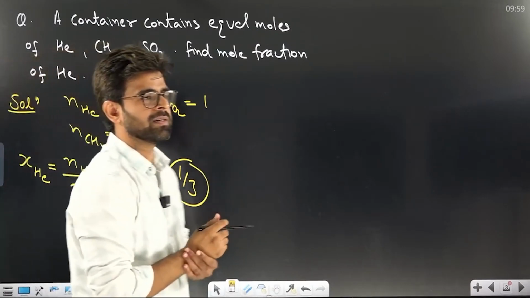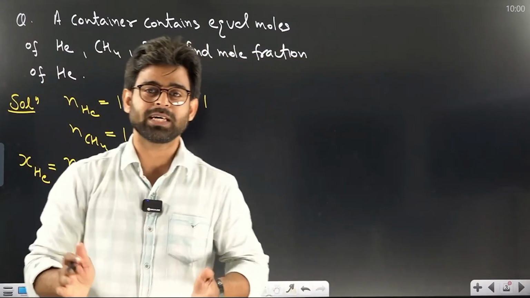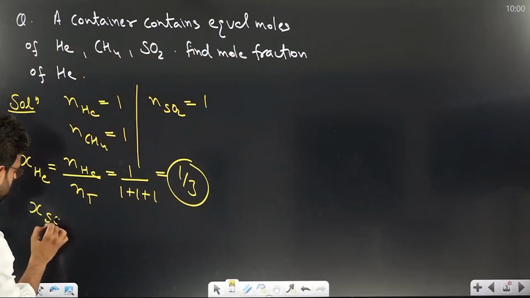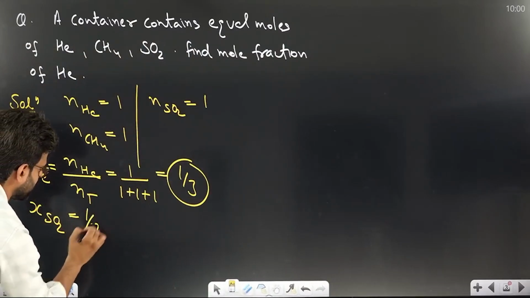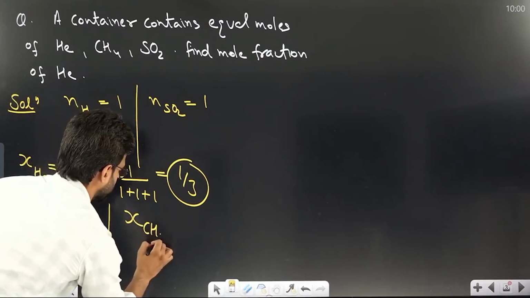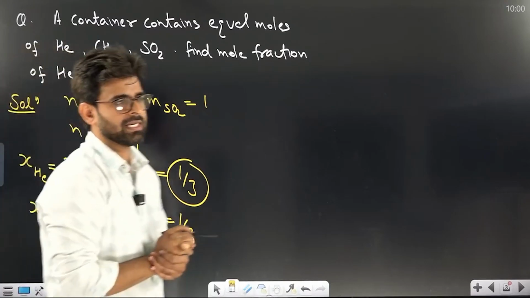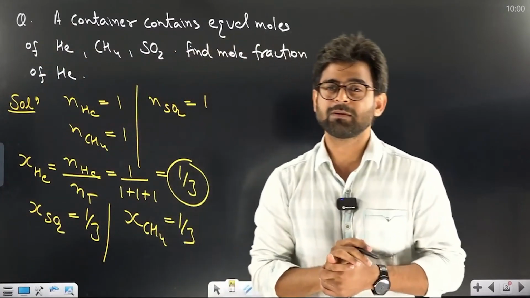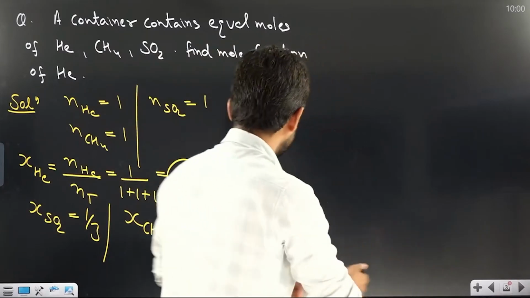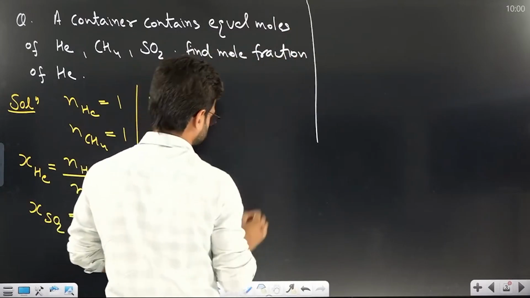Right? Very good. It's 1 by 3 for every component. Even if I say the mole fraction of SO2, also 1 by 3 will come the same way. And the mole fraction of CH4 will also come 1 by 3. Very good. Clear? Now one more question. Carefully give the answer. Think carefully.